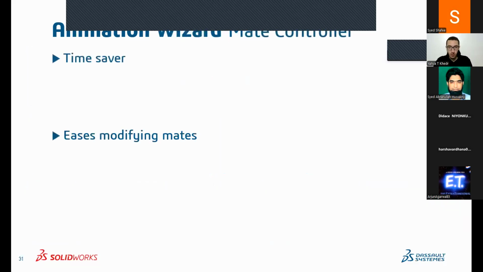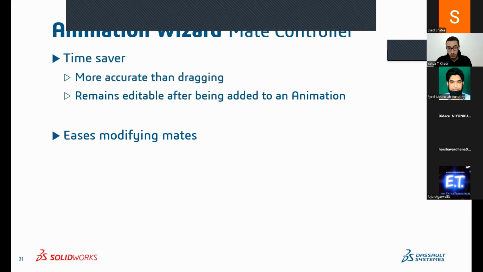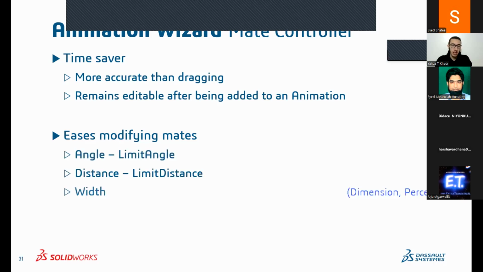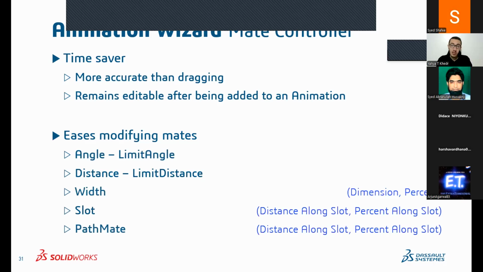So the animation wizard, we talked about how it can save a lot of time. Now let's talk about the different types of mates that it supports. All the mates that it supports have to have some numeric control in them. So things like the angle, the limit angle, the distance, the limit distance, the width mate, the path mate, and the slot mate. All of these can be controlled with a value. Unlike a coincident mate, there is no value to control over here.